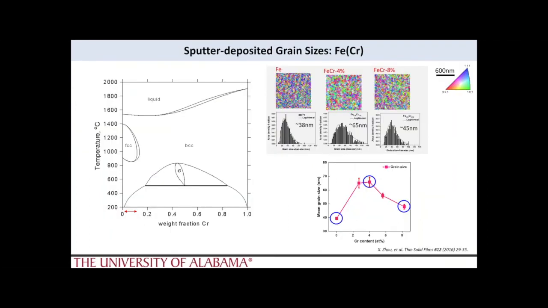And so what I want to share with you today is some of the work we did in iron chromium. Iron chromium's phase diagram is shown here. It exhibits a miscibility gap, so it spinodally decomposes. And we looked in a range between 0 up to about 8% chromium.